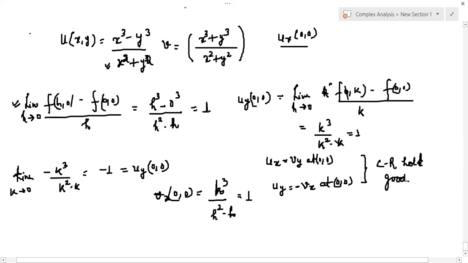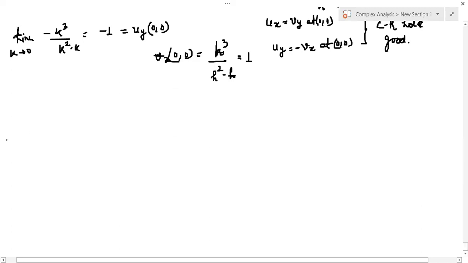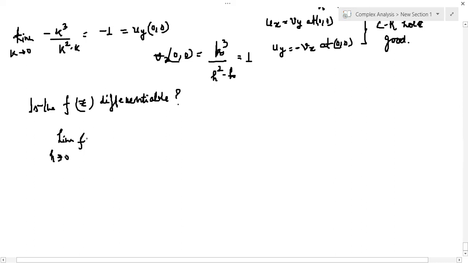But is the function differentiable? Now the question arises, is the function f(z) differentiable? Differentiability of the function means what? I will try to take differentiability at the origin. So limit h tends to 0, f of 0 plus h minus f of 0 divided by h.